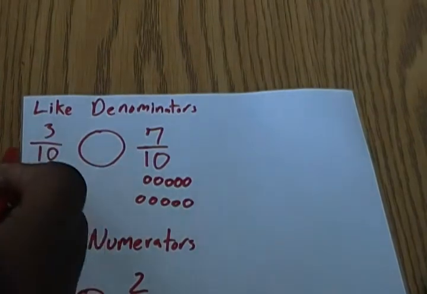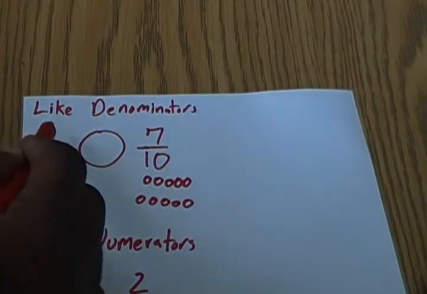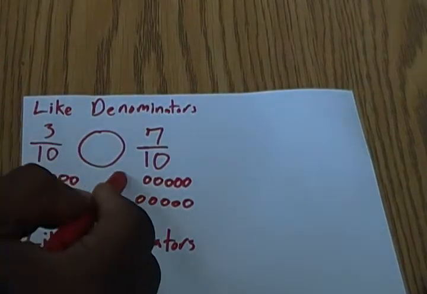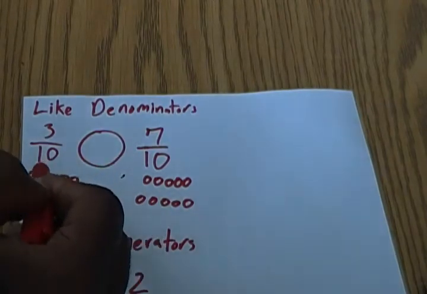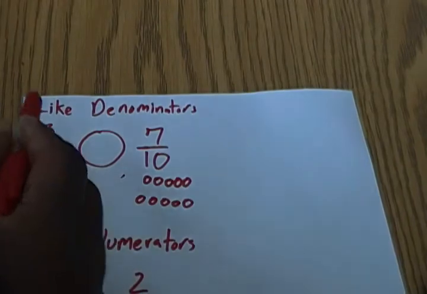We look at the denominators and you see that both of them are 10. So therefore we can do a straight comparison. 3 and 7, we know that 7 is bigger than 3. So therefore we know that 7/10 is bigger than 3/10.